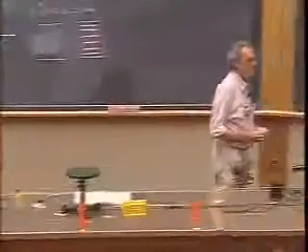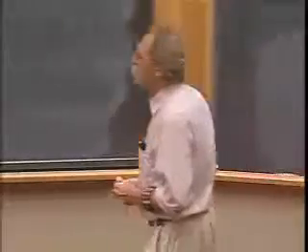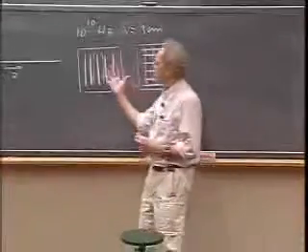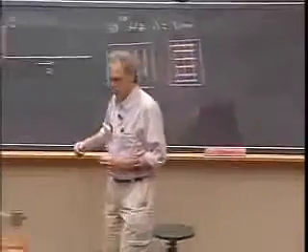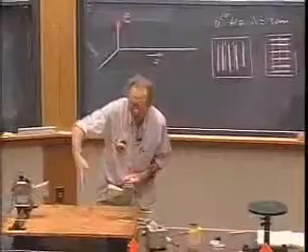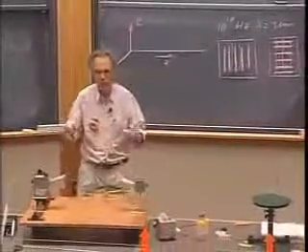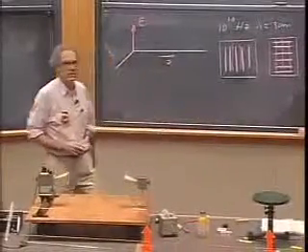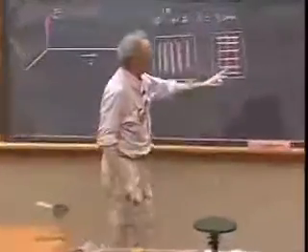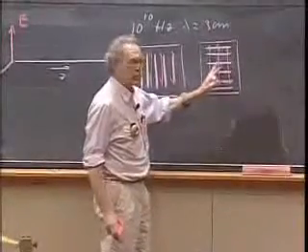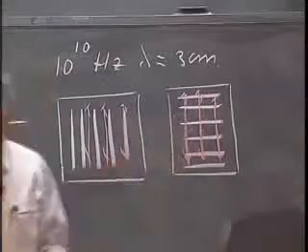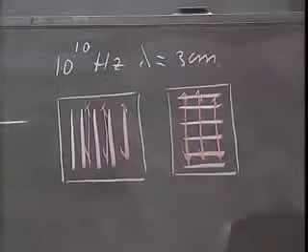And now I'm asking you to make a prediction. Do you think that if I hold the comb like this in the beam, that means like this, that the radiation will go through, or will the radiation be reflected? Or do you think that in this case, the radiation will go through, or will it be reflected? So let's have a vote on that.